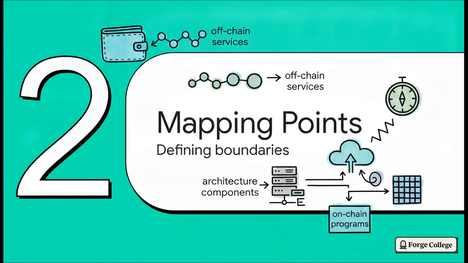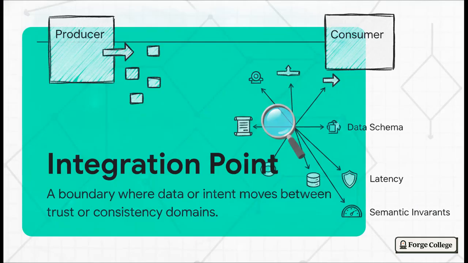Moving right along to Section 2, mapping your integration points, defining the boundaries. To build this blueprint, the first thing we've got to do is inventory all of our architecture components. We're talking wallet adapters, off-chain services, on-chain programs, Oracle adapters, the whole shebang, and figure out exactly where they interact. We call these interaction zones integration points.